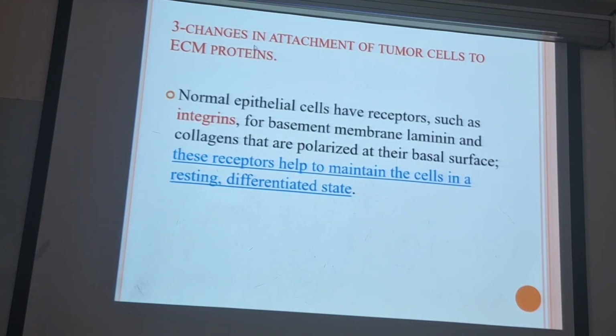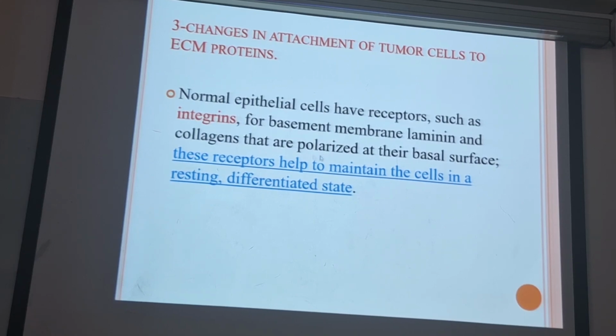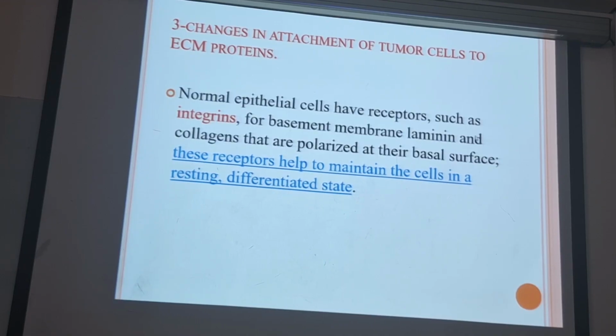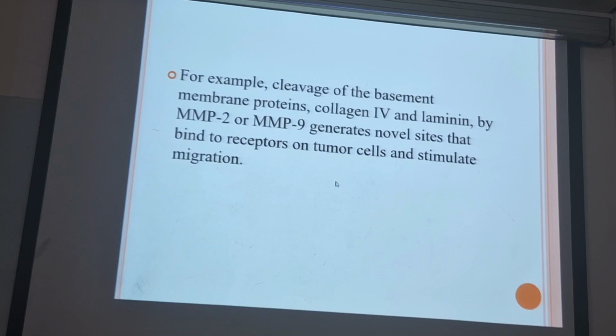And after that, we have change in attachment of tumoral cells to the extracellular matrix proteins. You know that the normal epithelial cells have some receptors such as integrin to the basement membrane laminin and collagen that are polarized at their basal surface. This receptor helps to maintain the cells in the resting and differentiated state. So lots of adhesion in normal cells leads to induction of apoptosis. But we know that tumoral cells are resistant to apoptosis.